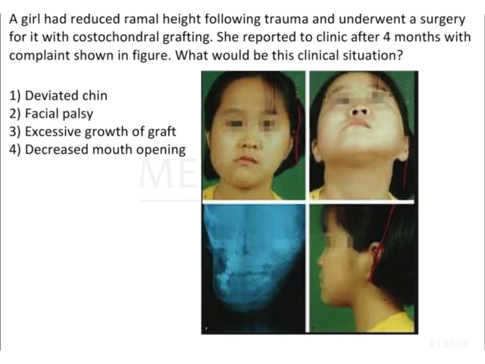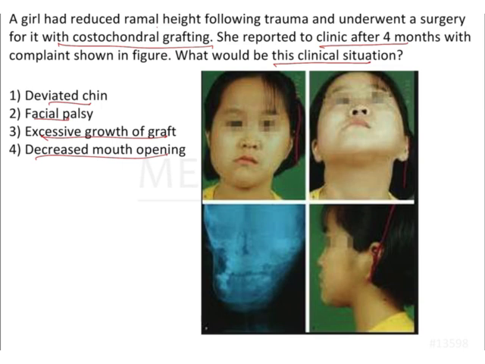A girl had reduced ramal height following trauma and underwent a surgery for it with a costochondral grafting. She reported to the clinic after 4 months with a complaint shown in the figure. What could be this clinical situation? The options over here are deviated chin, facial palsy, excessive growth of the graft, and decreased mouth opening.